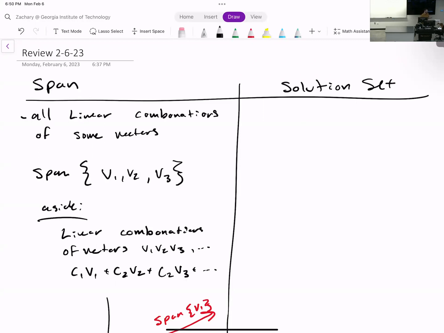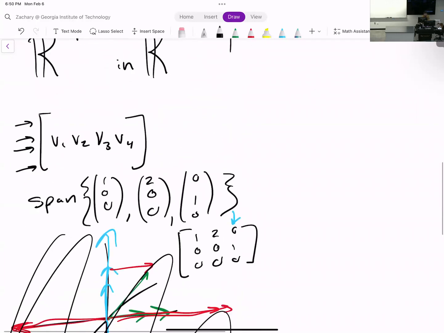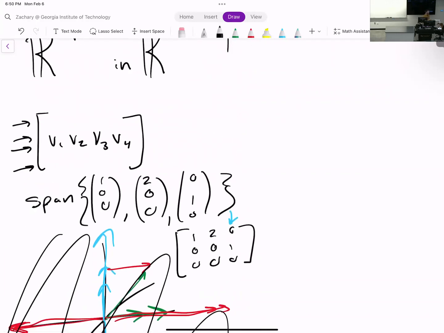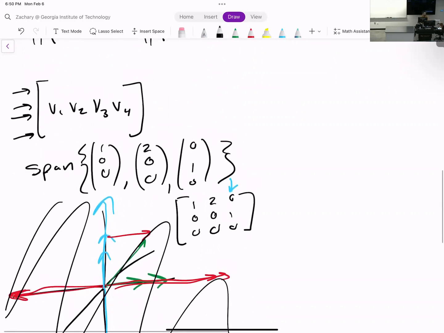I don't do y'all's homework, so I would have to look at the question. So this has 1 free variable, that's correct. But that doesn't have anything to do with span. Yeah, so this has 2 pivots, so its span is a plane.